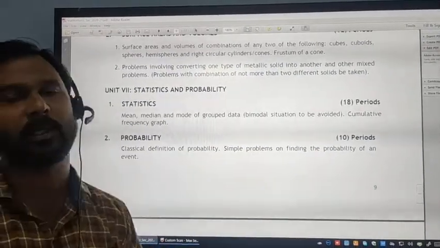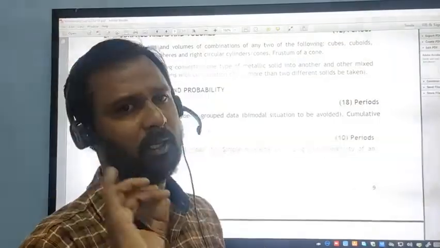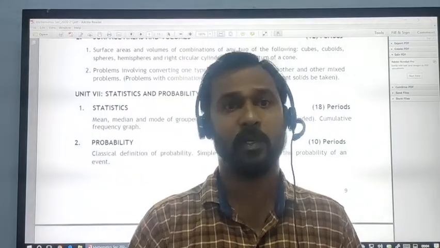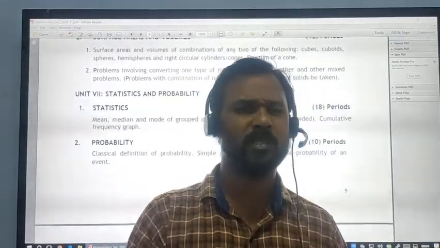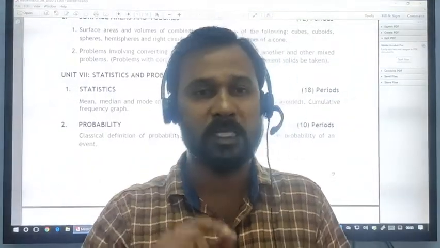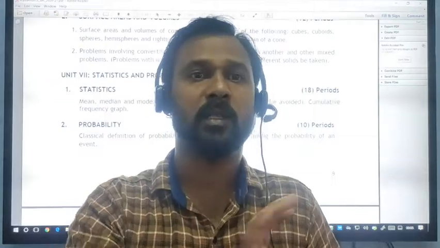Statistics and probability is the last section here. In statistics, the same mean, median and mode were known as measures of central tendency. Why are they known as measures of central tendency? Concentrate on the words central tendency. There is a tendency to concentrate in the center.